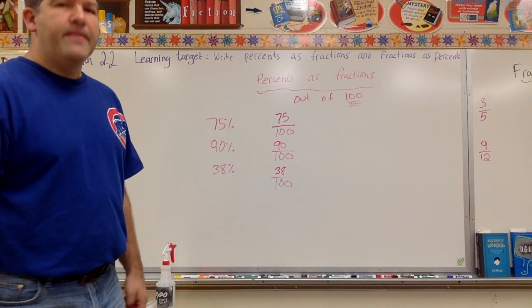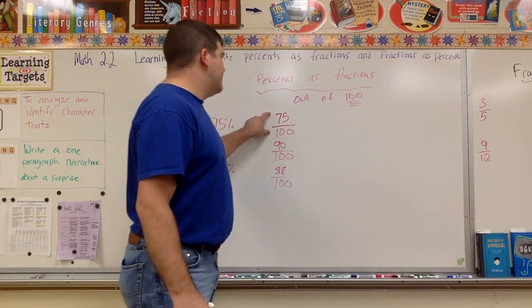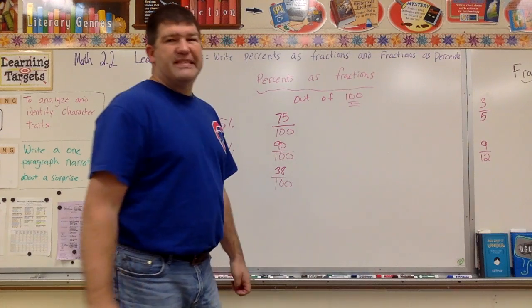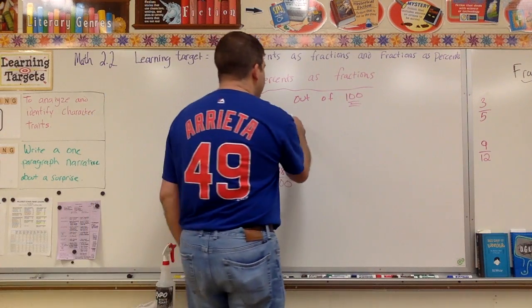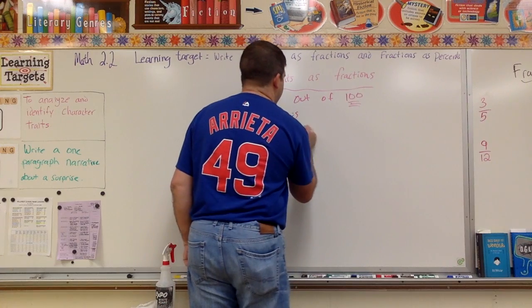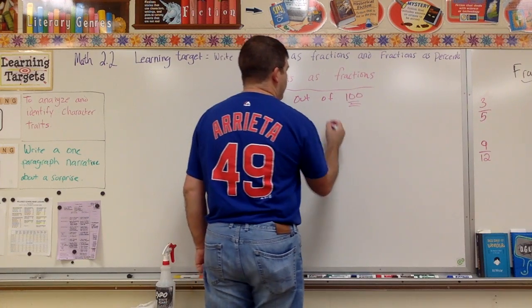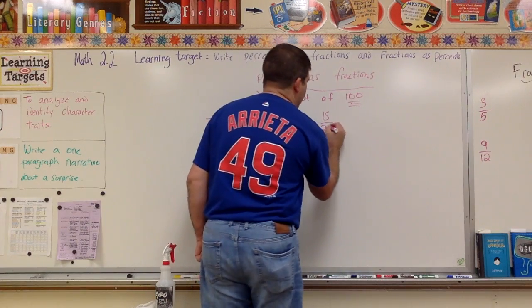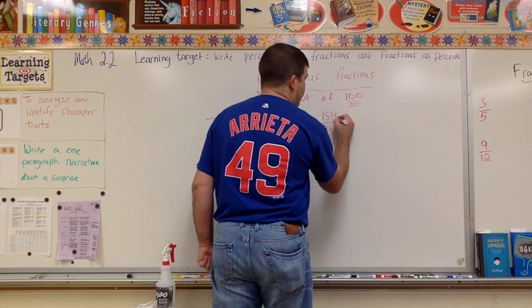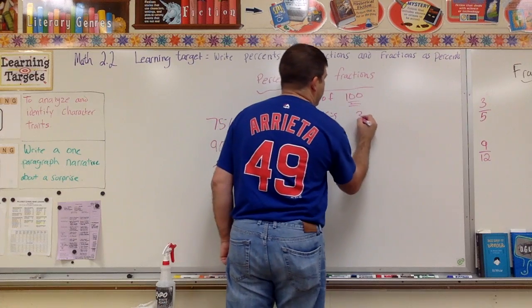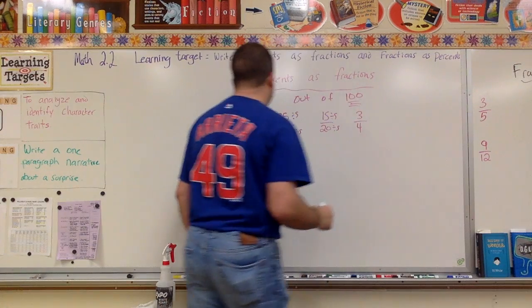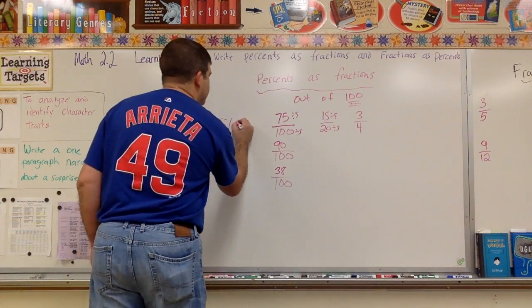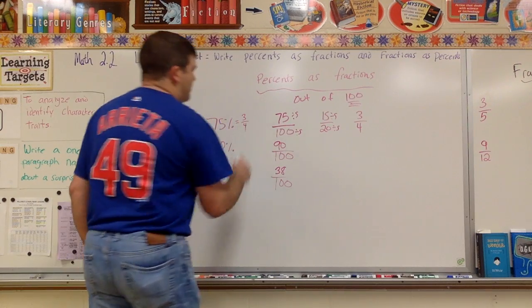Okay? Now, we see these fractions, we want them in simplest form. So this, I know I can divide by 5. 75 divided by 5 is 15. 100 divided by 5 is 20. I can do 5 again. That's 3, and that's 4. Okay? So 75% equals 3/4.